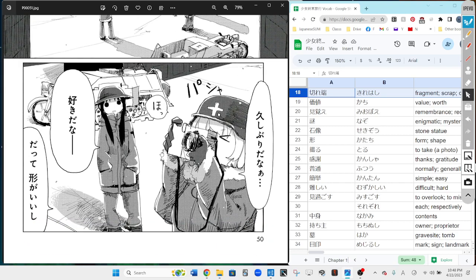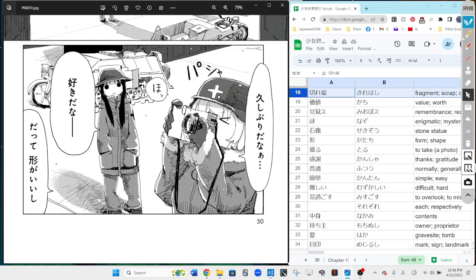Oh, it's the mysterious statue. And Cookie, the three bubbles on this last panel will go to you. Hisashiburi. Hisashiburi da na. It's like it's been a while. Yeah, hisashiburi da na, which means it's been a while. And then it means like, whoa. Suki da na. It's like, I like it.